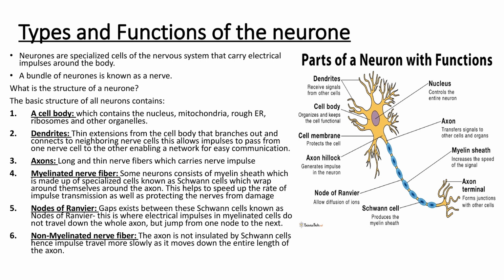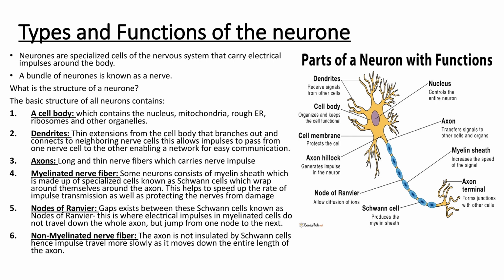Okay, so the first slide is the type and function of the neuron. Neurons are specialized cells of the nervous system which carry electrical impulses around the body. A bundle of neurons such as that is known as a nerve.